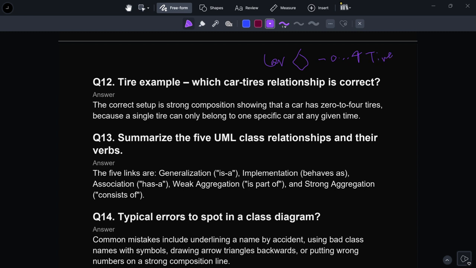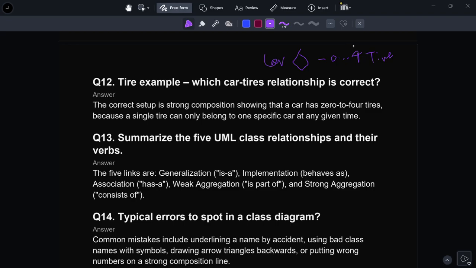Why strong? A part can only belong to one parent whole at a time. A physical tire cannot be bolted into two different cars simultaneously. It is completely locked to the identity of that one specific car while in use. Why 0 to 4 cardinality? Multiplicity must account for realistic life case status.